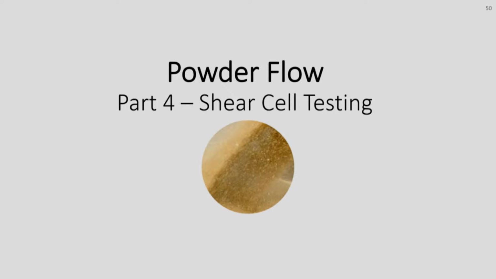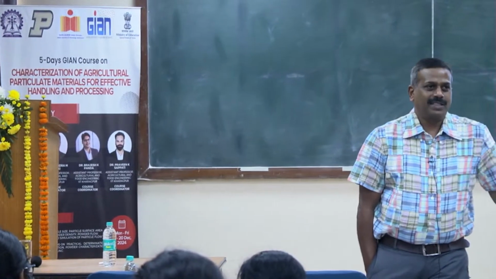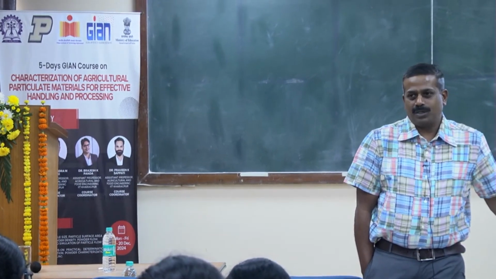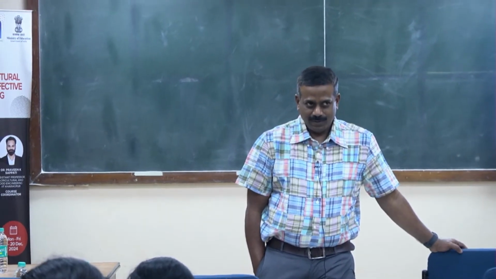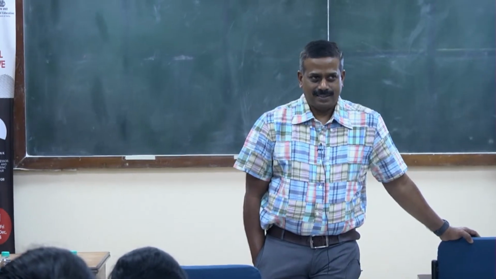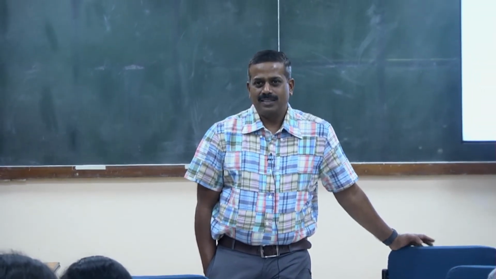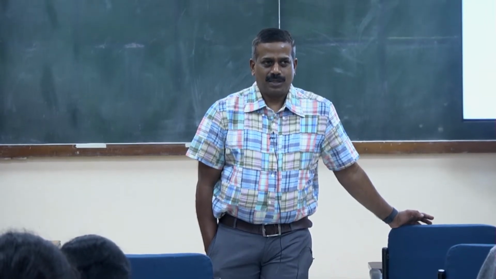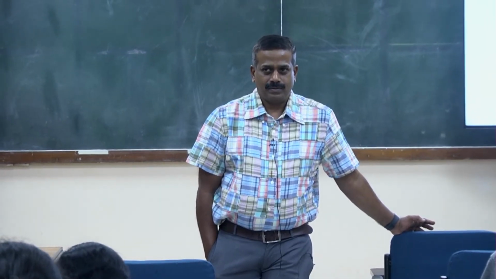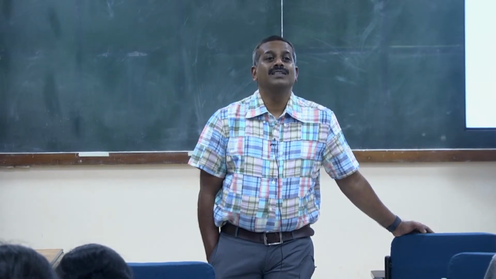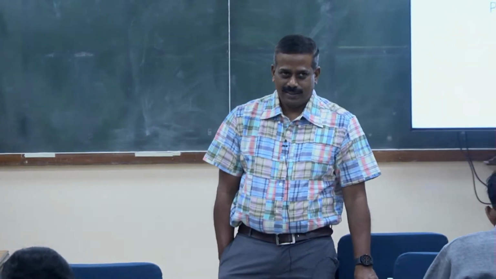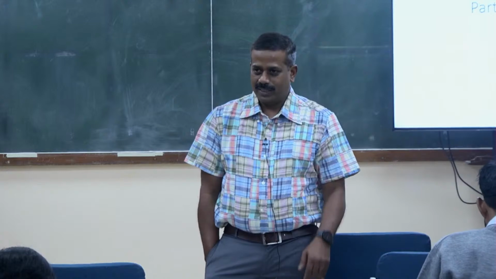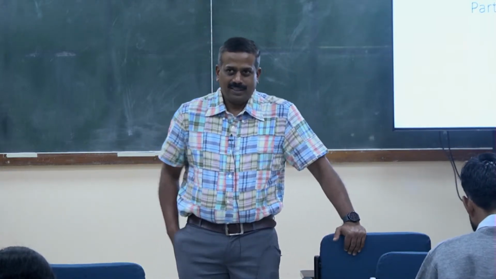Before flow, what did we learn about? Particle density. How do we measure particle density? What are the three different types of particle density we measure? Envelope density, right? So then, what did we talk about after particle density? Measurement techniques. So how do we measure particle density? Pycnometer. Liquid pycnometry, gas pycnometry, right?